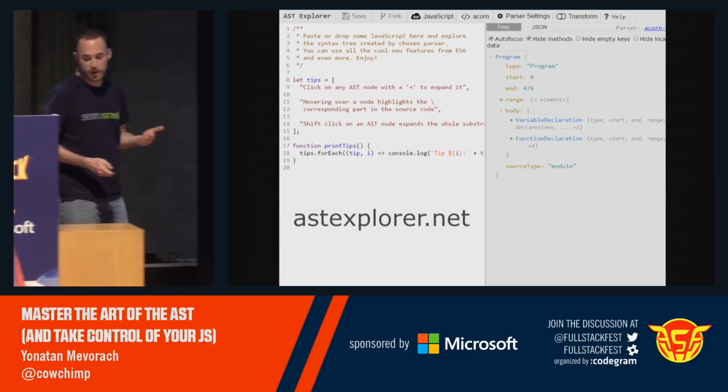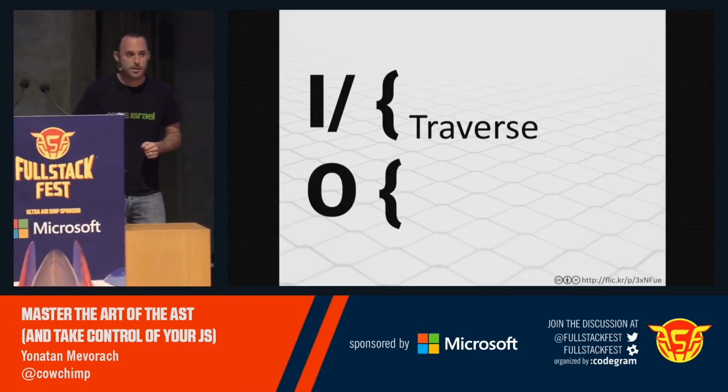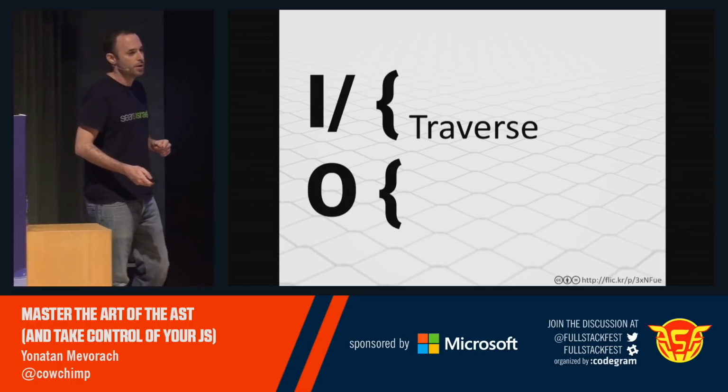So this is just a parser online ready for you to play with. Now let's talk about the traverse step. Why do we need to traverse our AST?